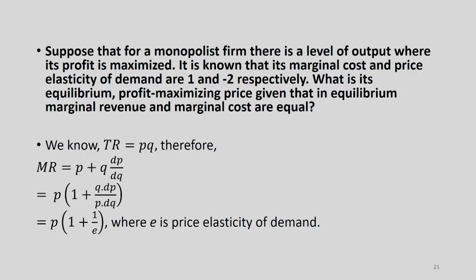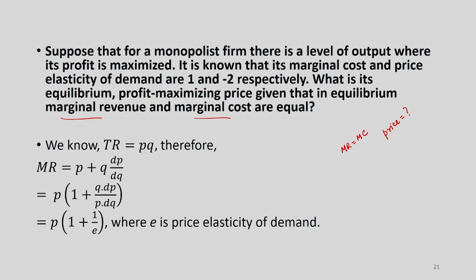What is further given is that in this equilibrium where the profit is getting maximized, MR, marginal revenue, and MC are equal. So, MR is equal to MC. That is what determines the profit maximizing output. We have to find out what is the price at that equilibrium. So, what is the price that will be charged in the market because the firm is maximizing its profit. So, that is the question.